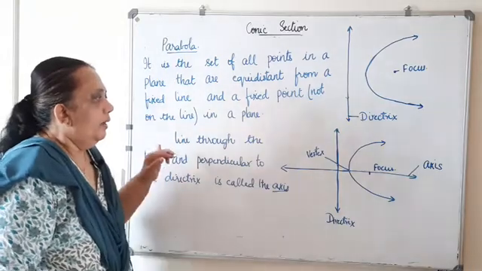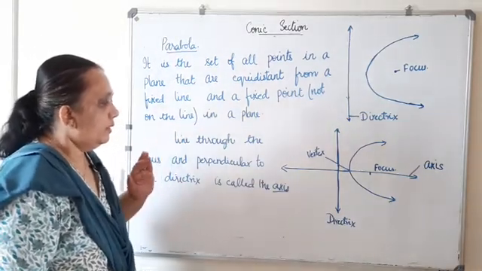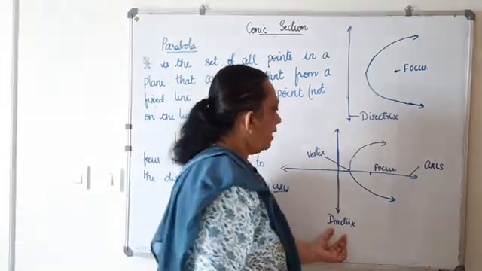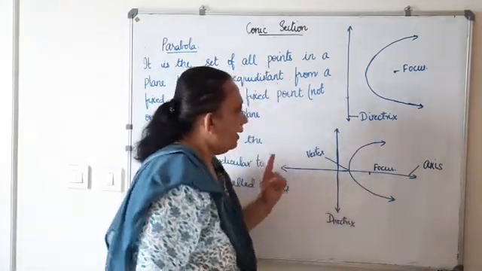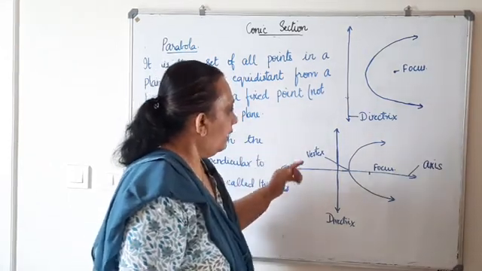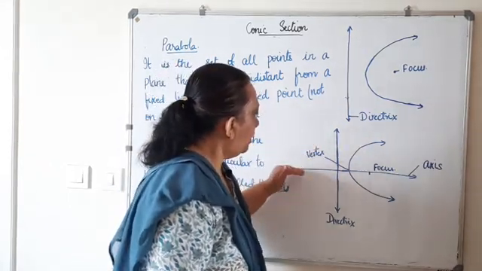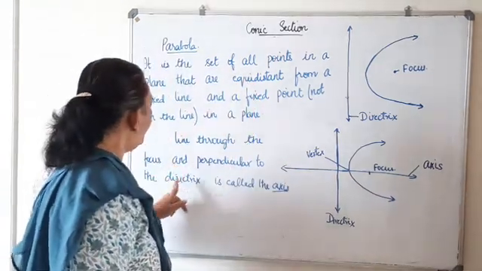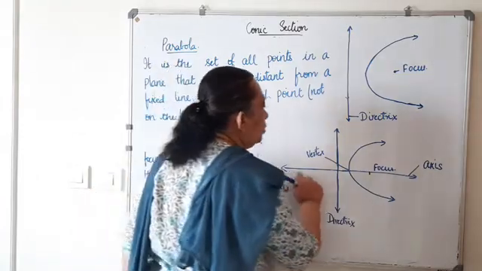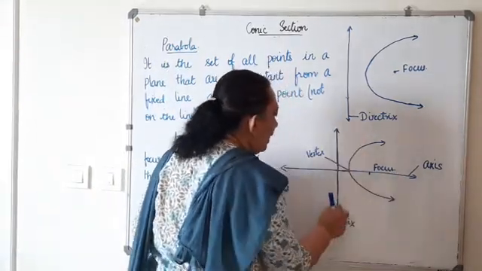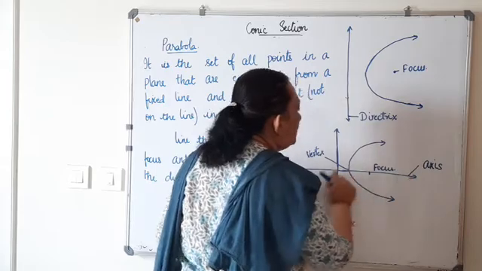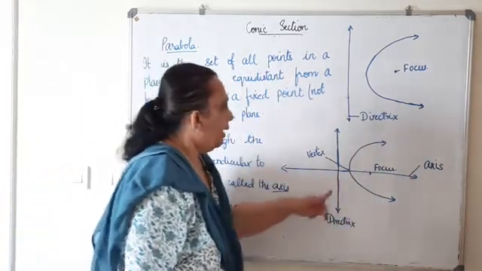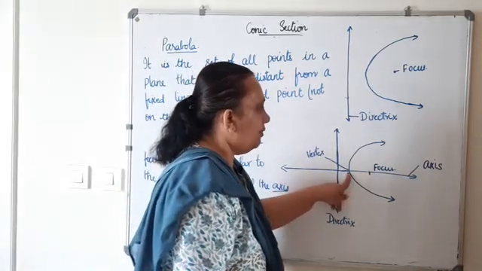Now, coming to some more definitions. You know what the directrix and the focus of the parabola are. The line through the focus and perpendicular to the directrix, that is this line, is called the axis of the parabola. And this point is called the vertex of the parabola.